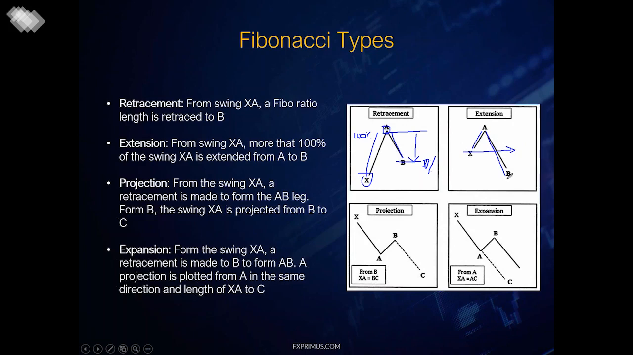to B. Now, this can be an extension of whatever. It doesn't need to be double or anything. It's just once this level is breaking, this is called extension. Now, the projection. The projection is that what we have from the swing XA, a retracement up to that level, which is similar, identical to that one, it can be 20% retracement or something.